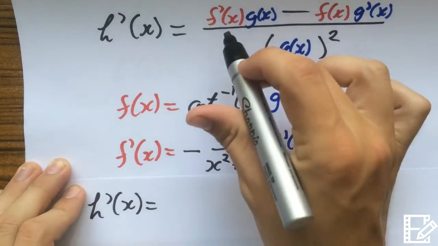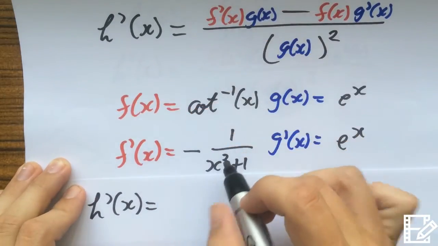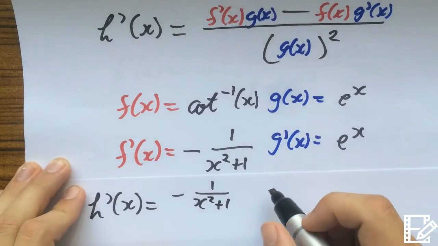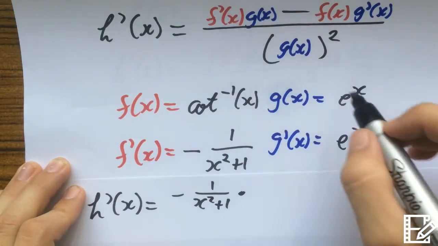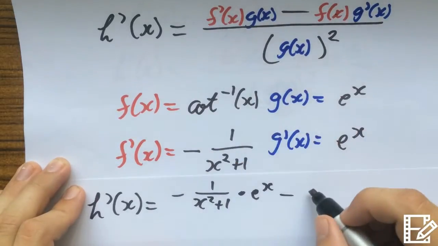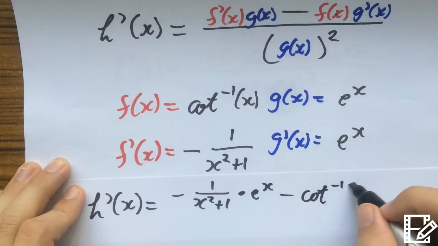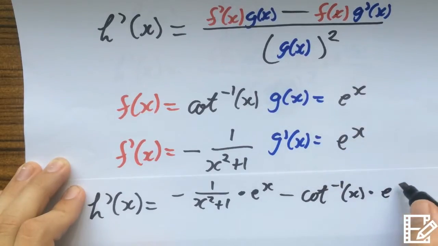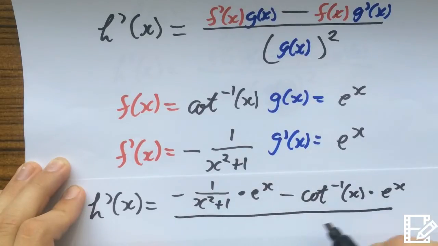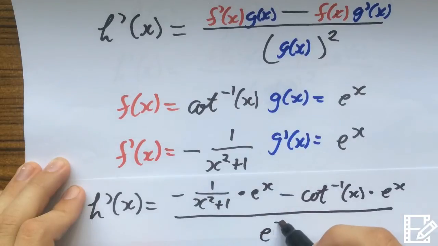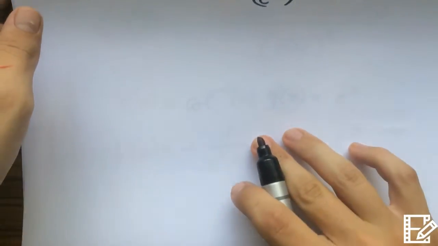So, f dash of x is negative 1 over x squared plus 1 multiplied by g(x), which is e to the x, minus f(x), which is the inverse of cotangent of x, multiplied by the derivative of g(x), which is e to the x, all over g(x) squared, g(x) being e to the x, e^x squared. Okay, now we have this.